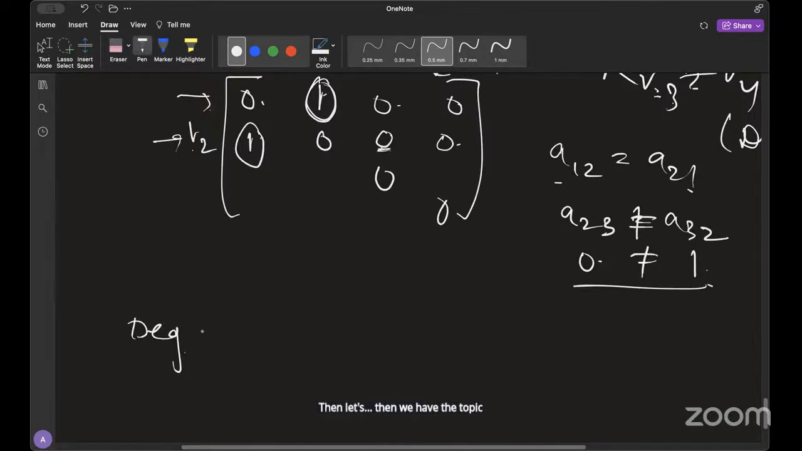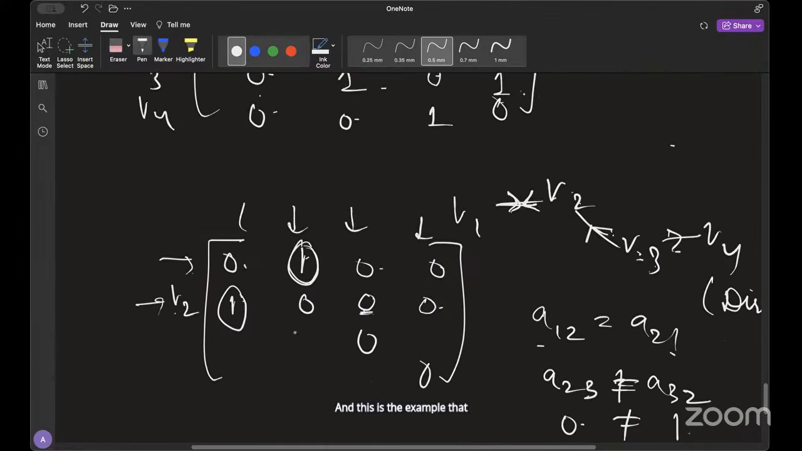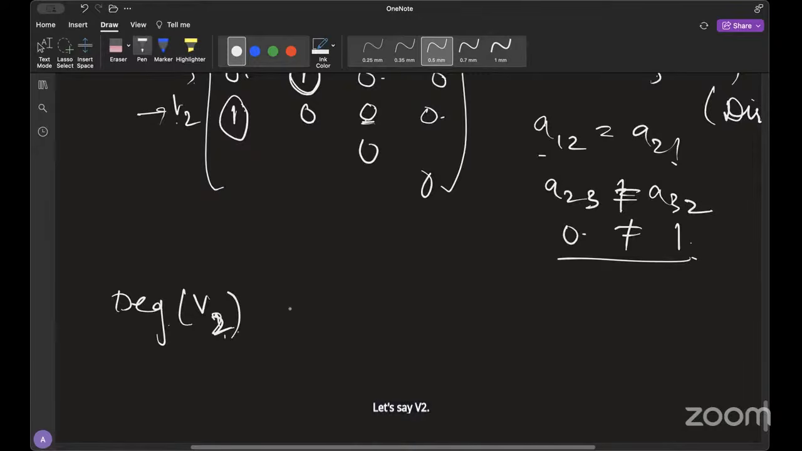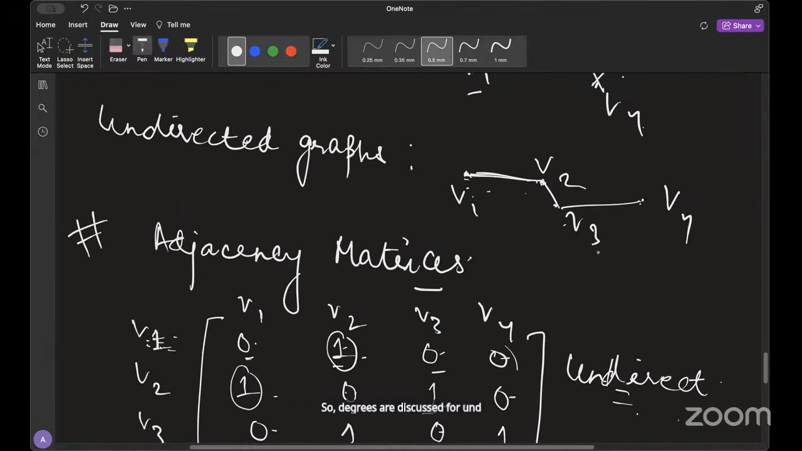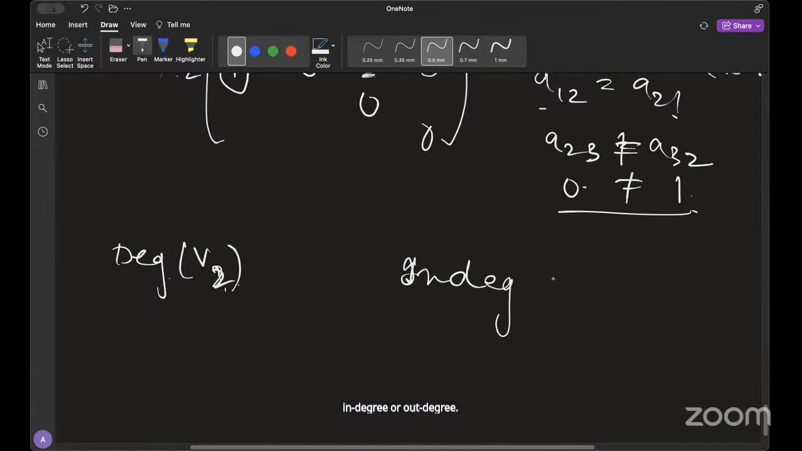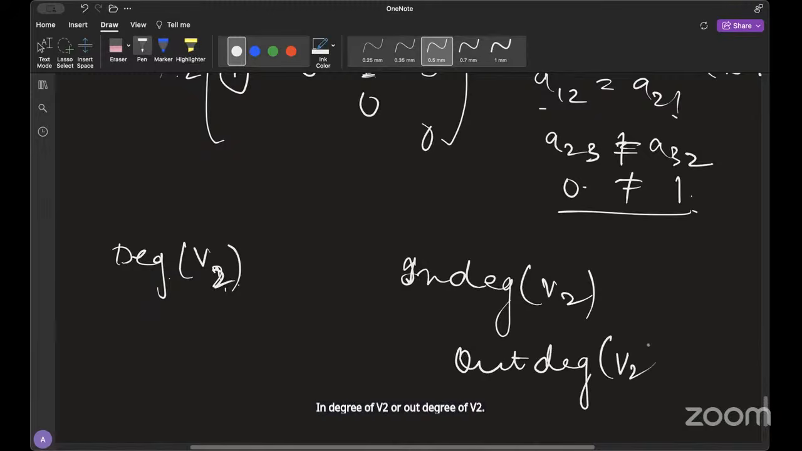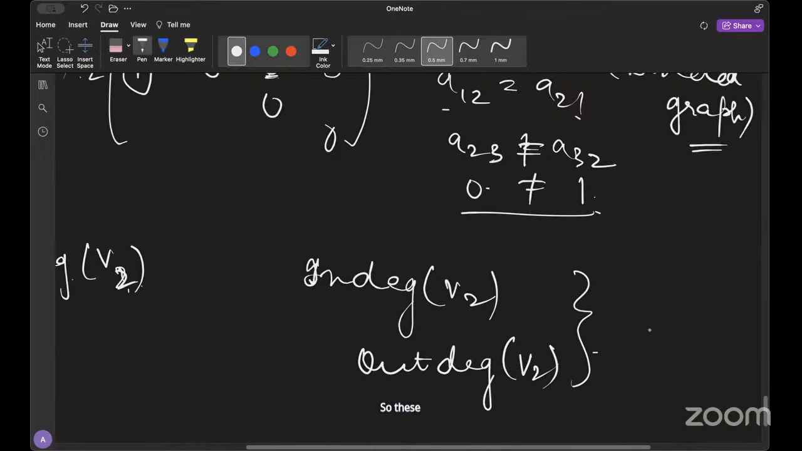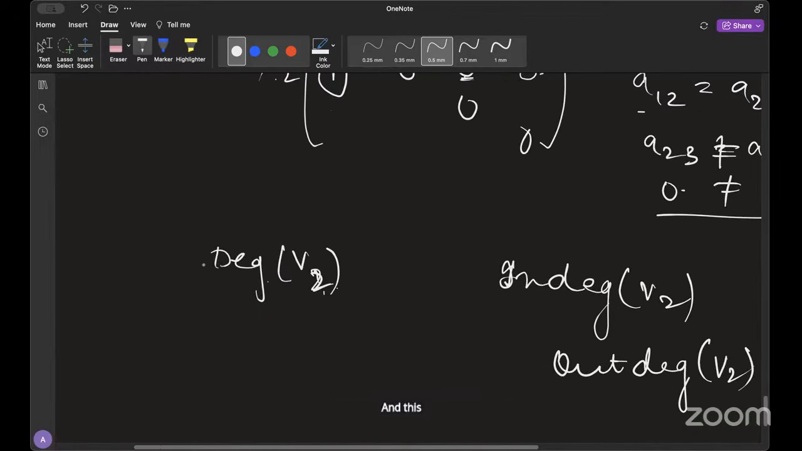Then we have the topic of in degree and out degree. So let's first discuss what's the degree of a vertex. Let's say we're taking V2. Degrees are discussed for undirected graphs. If you just see degree, that means they're talking about an undirected graph. If you see in degree of V2 or out degree of V2, these two are for directed graphs and degree is for undirected graphs.